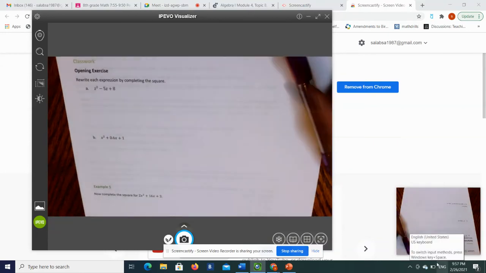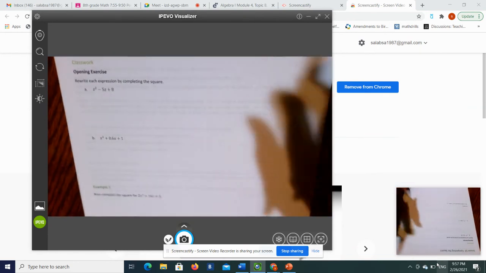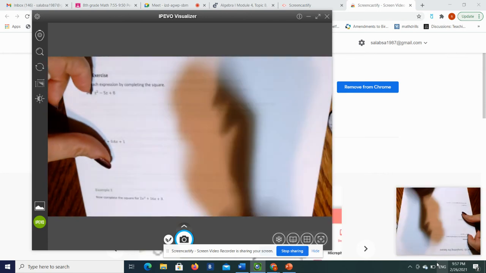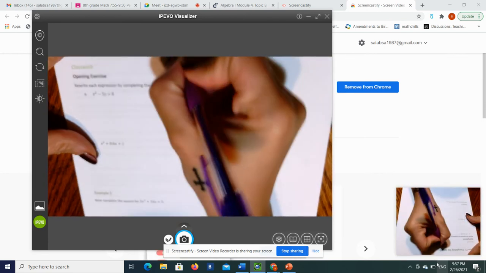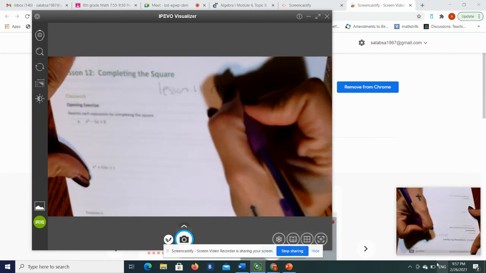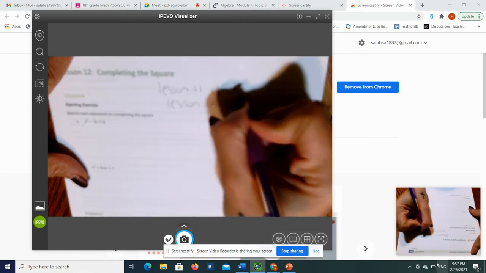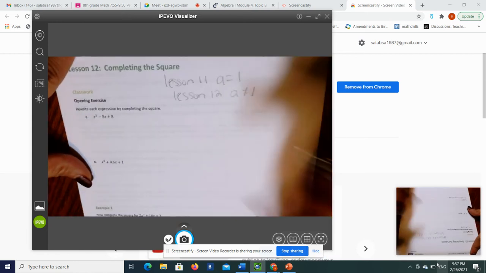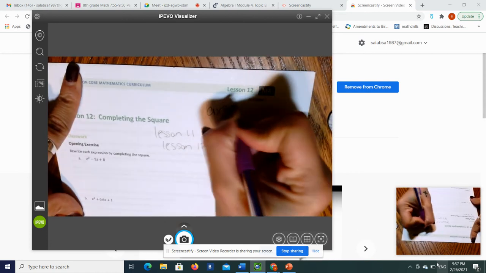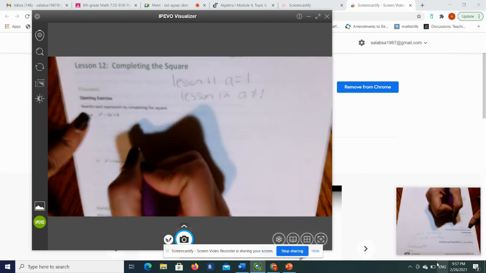Okay, class. I'm going to reteach the lesson that was taught today, lesson 12, completing the square. I'm going to start off with our opening exercise here. Remember, in lesson 11, a equals 1. And in lesson 12, which is what we're doing today, a does not equal 1. Our formula is ax squared plus bx plus c. So let's go to our first exercise right here.